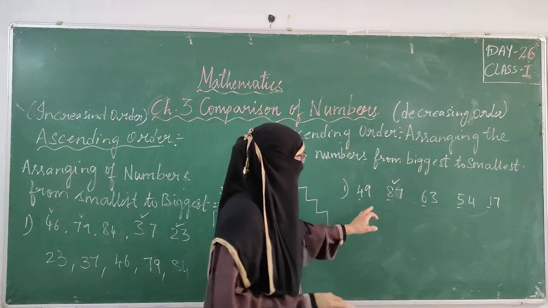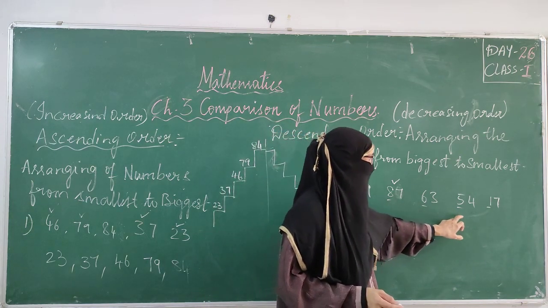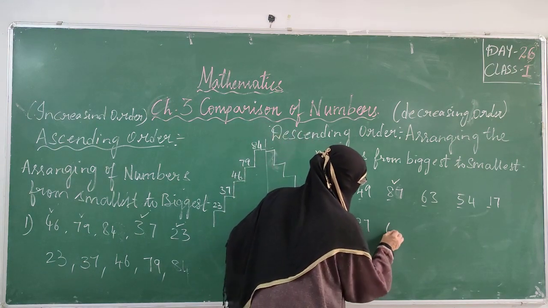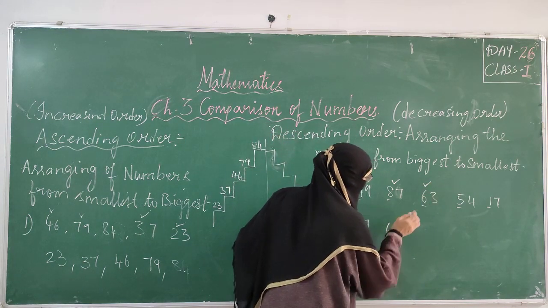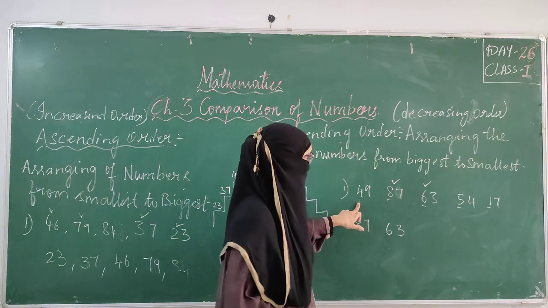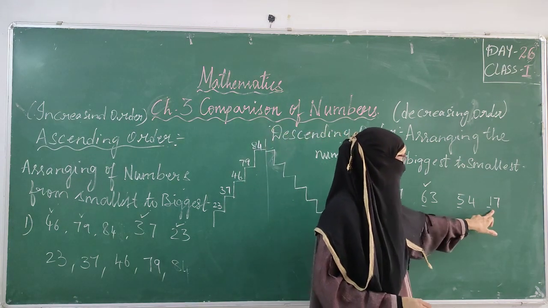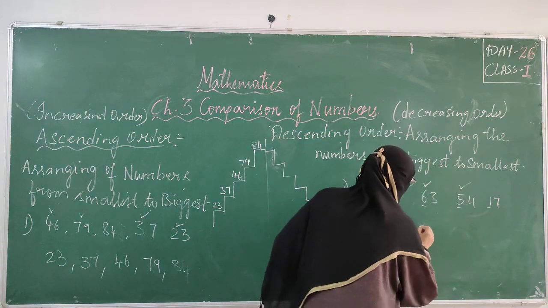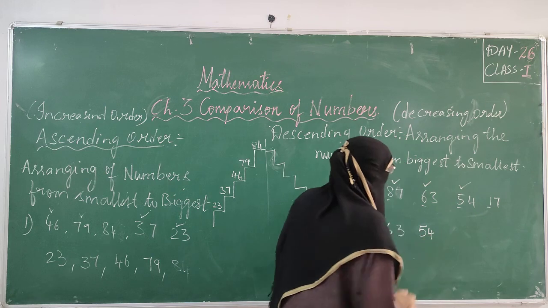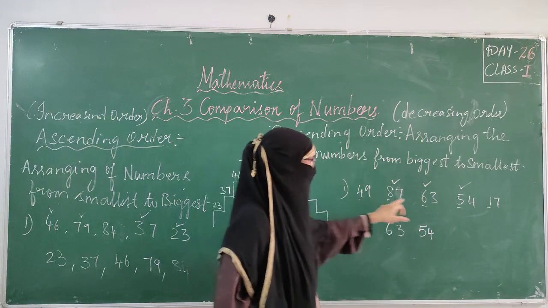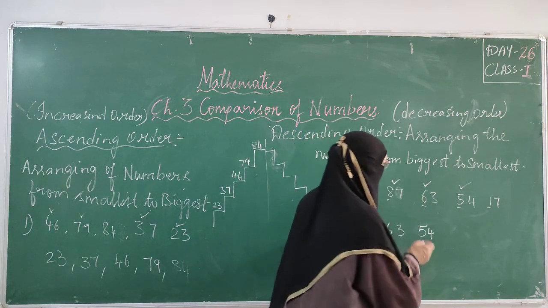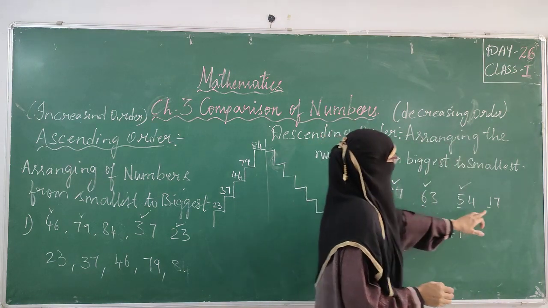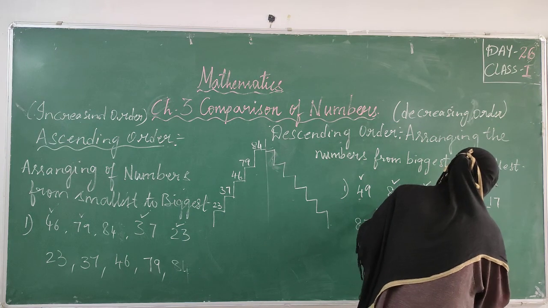Take it. Now 4, 6, 5, 1. Which is the bigger number here? 6 is the bigger number. So our number is 63. We have finished these two. Then 4, 5, 1. Now which is the bigger number? 5, so 54. Now two numbers are left, 4 and 1. Which is bigger? 4 is bigger. So that number is 49. Then the leftover number will be 17.